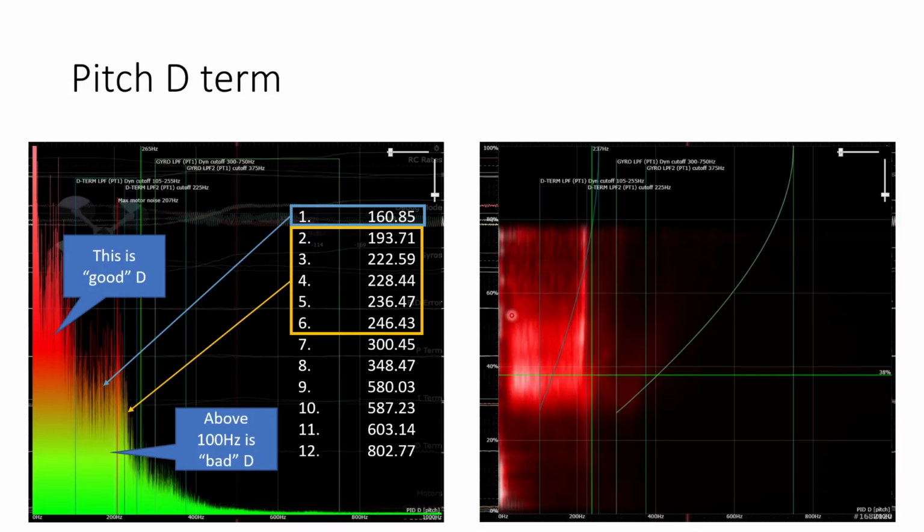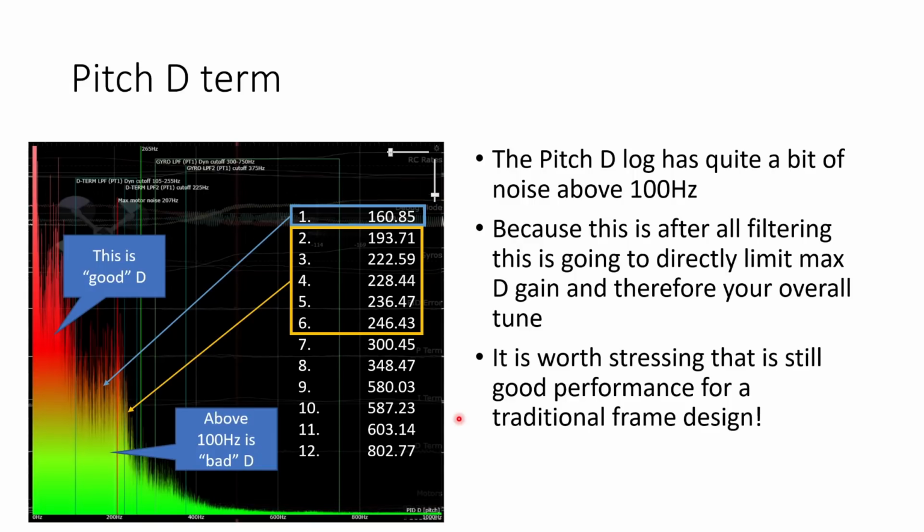And this bright area below about 100 Hertz, this is what I would regard as good D term. This is potentially aerodynamic effects and things of that nature, which we want to be capturing. We want the PID controller to be reacting to. So in summary, we do see that the pitch log, particularly the D term, has quite a bit of noise above 100 Hertz. Because this is happening after all of the filtering, this is going to directly limit the maximum D gain that you can get on the frame, and therefore your overall tune. But obviously we can address some of this with filtering, and I'll talk about that later.